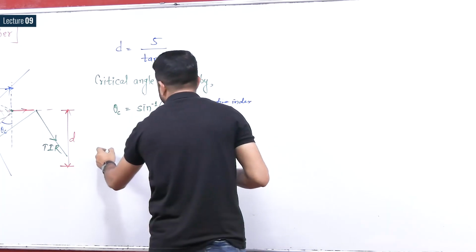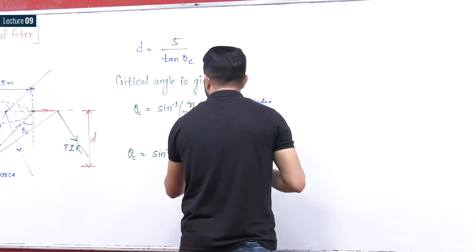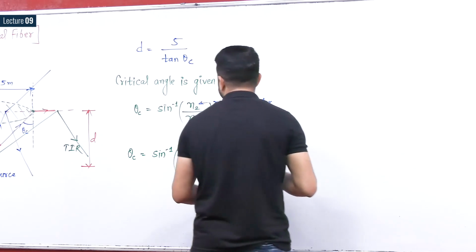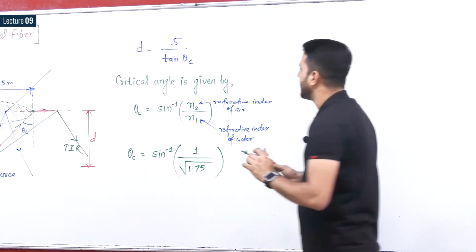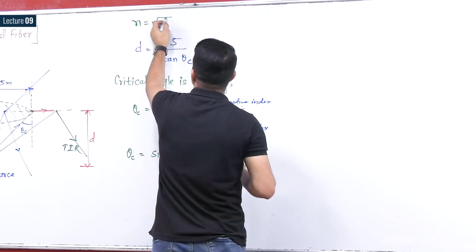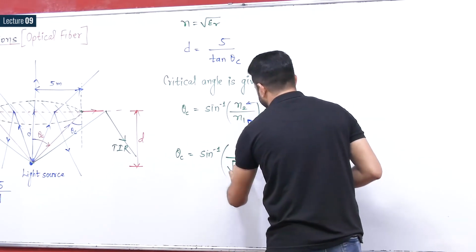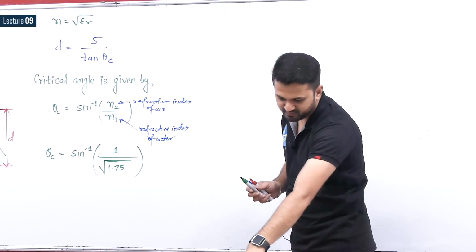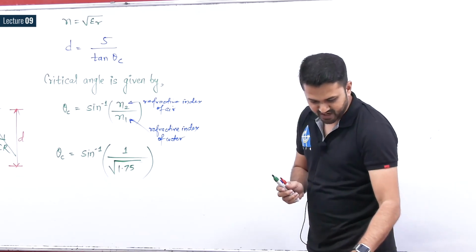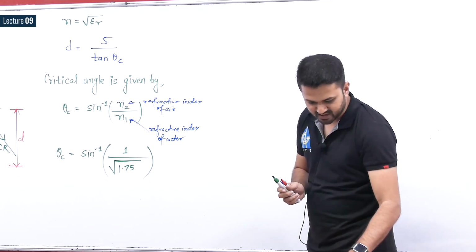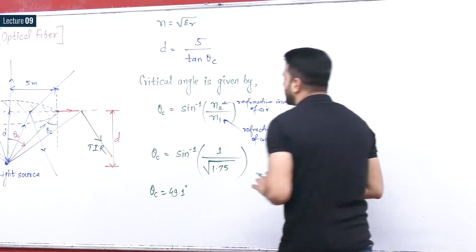Now the refractive index of air, we know that it is 1, and we also know that the refractive index is given in terms of permittivity. We know that the refractive index n is equal to root over epsilon r, which is given as 1.75 epsilon naught in the question. So this is 1 divided by root over 1.75, and if you take the sine inverse of it, you will get the critical angle, which is 49.1. So the critical angle is 49.1.